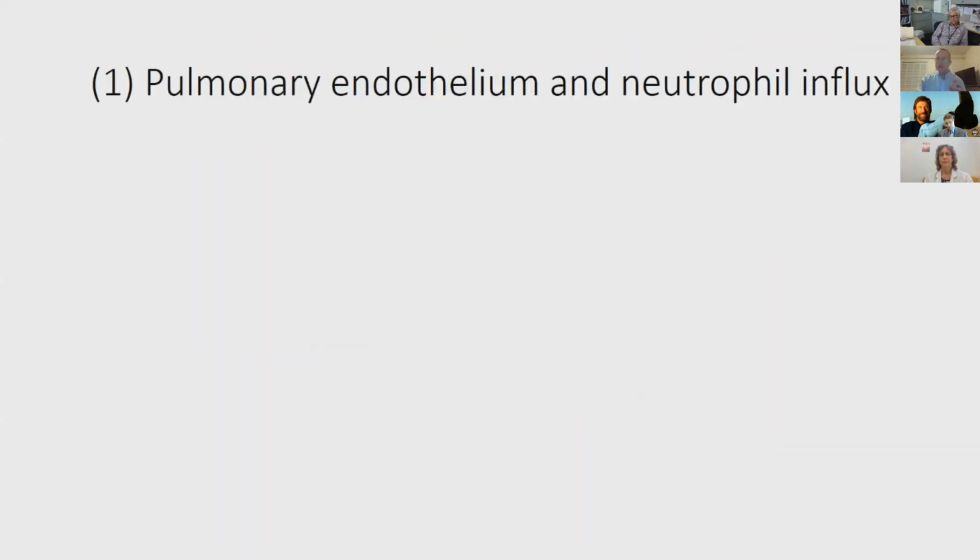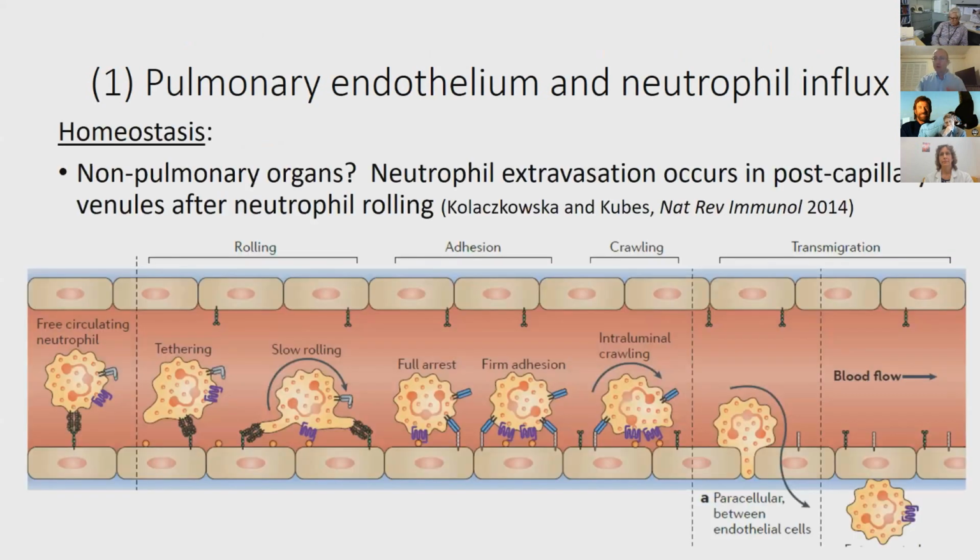Now, to understand the neutrophilic alveolitis of the ARDS, we first need to recognize how neutrophils get out of vessels in other organs, non-pulmonary organs. This has been studied for decades. And in other organs, neutrophils squeeze out of vessels in the post-capillary venules.